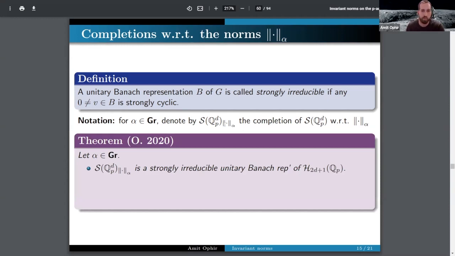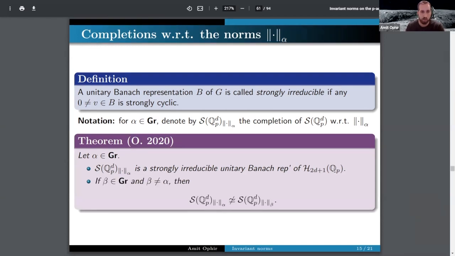Then we have a result about the irreducibility of the completions. For alpha in the Grassmannian, the completion by norm alpha is a strongly irreducible unitary Banach representation of the Heisenberg group. If we have alpha and beta distinct, then the completion by norm alpha is not isomorphic to the completion by norm beta.